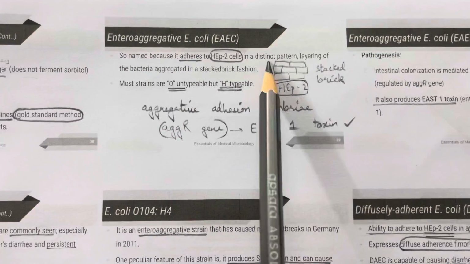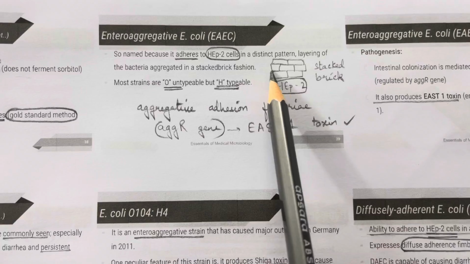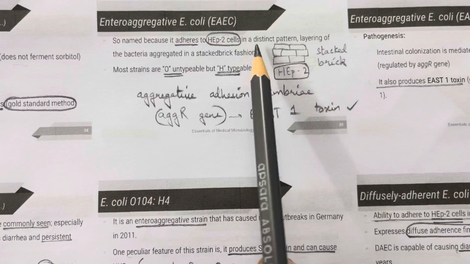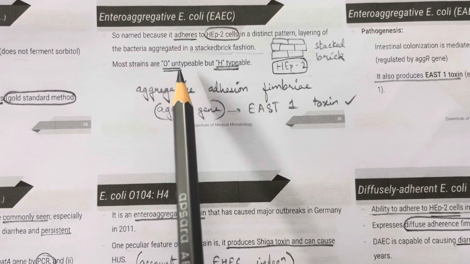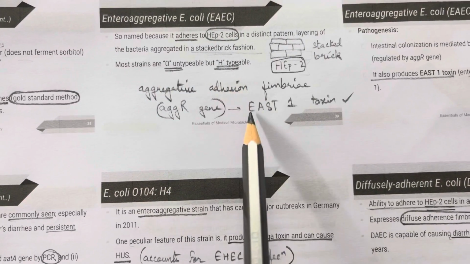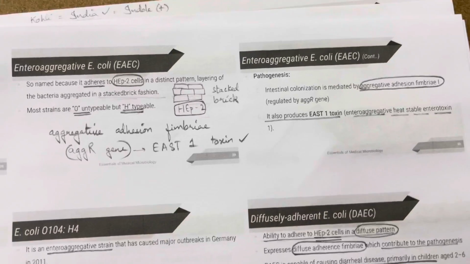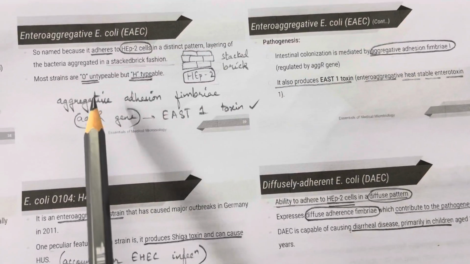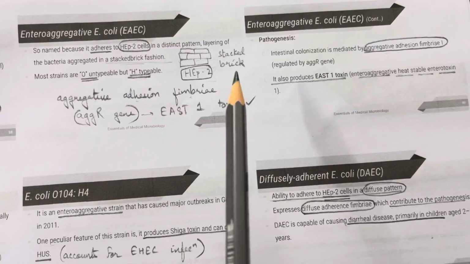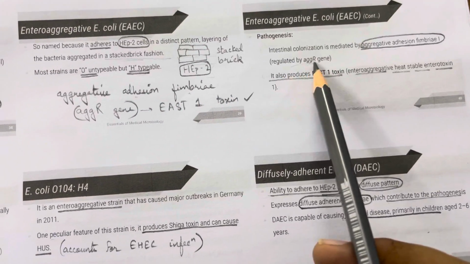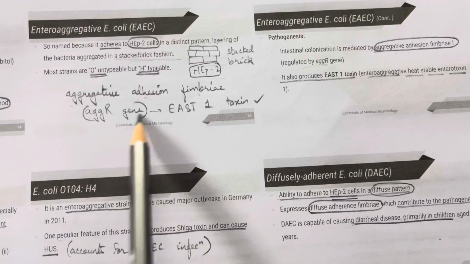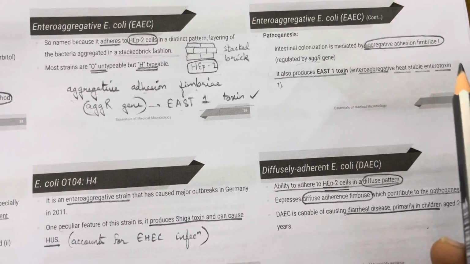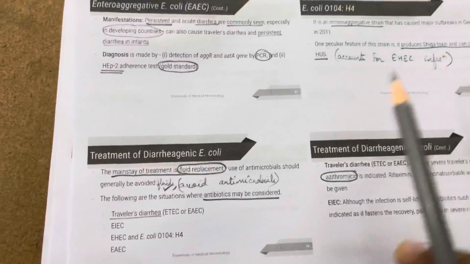Moving on to enteroaggregative E. coli. So aggregation in a stacked brick-like fashion, it adheres to HEp-2 cells, okay, in a distinct pattern in a stacked brick fashion. Most strains are O untypeable, H typeable, okay. So enteroaggregative, right? Pathogenesis, intestinal colonization is mediated by aggregative adhesion fimbriae, regulated by the AggR gene. So it also produces EAST1 toxin, enteroaggregative heat stable enterotoxin 1.